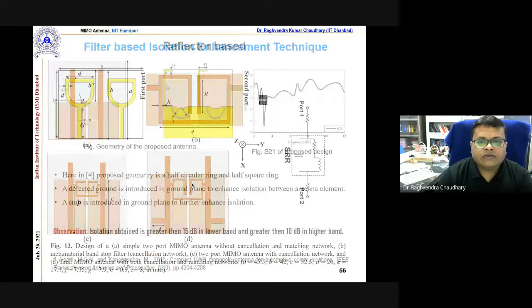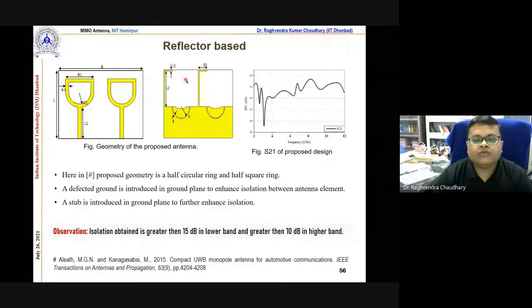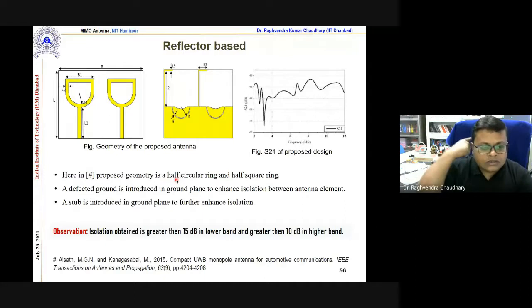Then we have this reflector-cum-DGS based design, because here you can see there is a defect produced, the partial ground plane. In this way, finally they put it, and some of the tangential electric fields are going to be zero. So in this way they improved S21, improved the isolation. This is one paper they published in 15. They tried to involve both the reflector and the DGS.